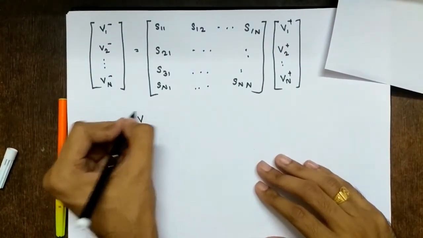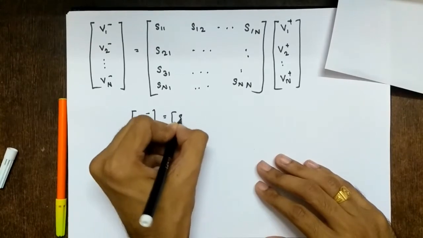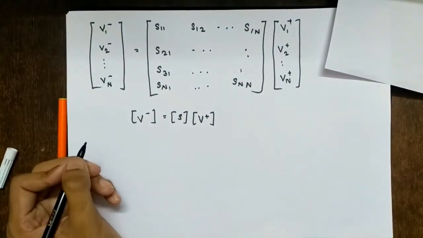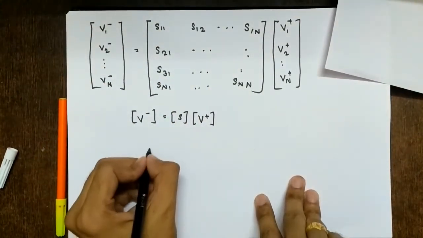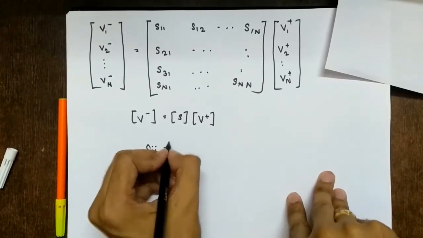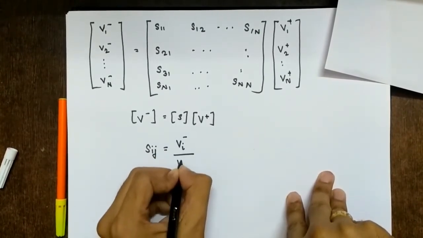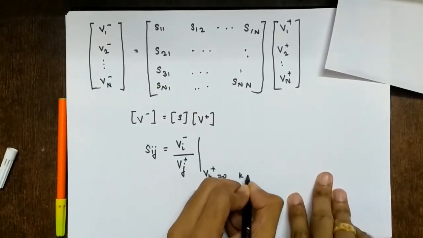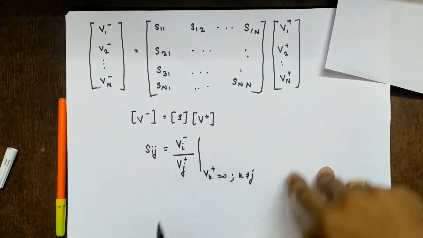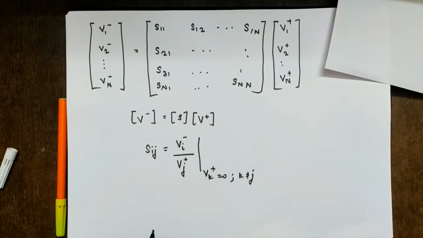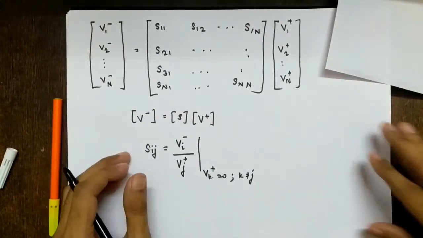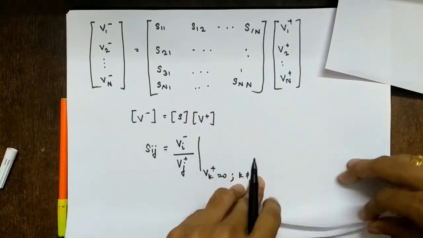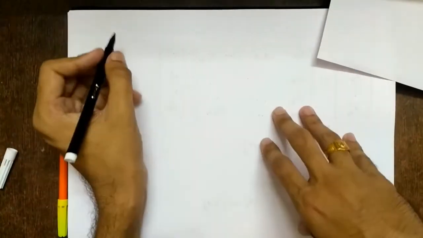If you generalize it, it will be: the V minus matrix equals the S matrix, which is called the scattering matrix, times V plus. If I want to find a specific element, it will be Sij equals Vi minus upon Vj plus, at Vk plus equal to 0, and k should not be equal to j. This might be very tedious to understand, so we'll take a simple example and try to understand. You don't have to remember this. You may require it to write in the exam, but I'll tell you what happens conceptually.